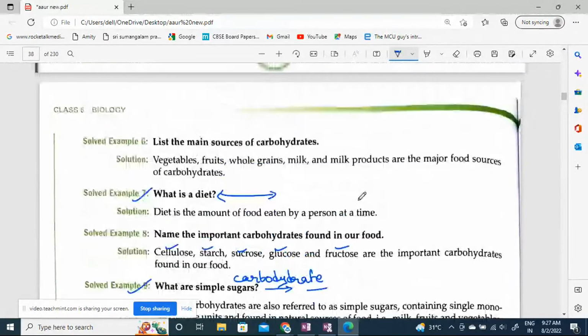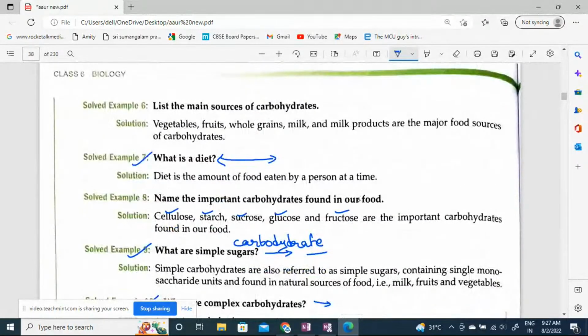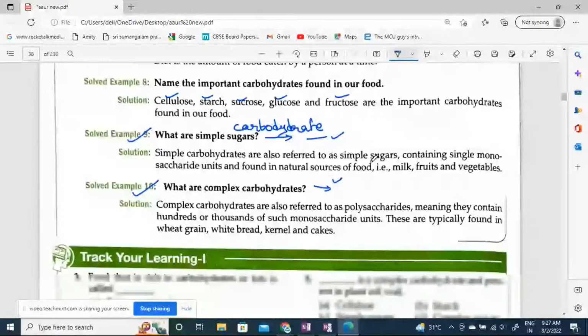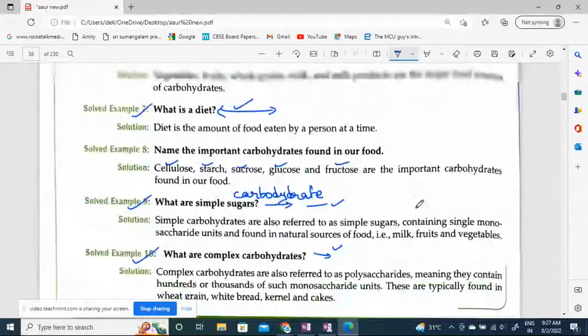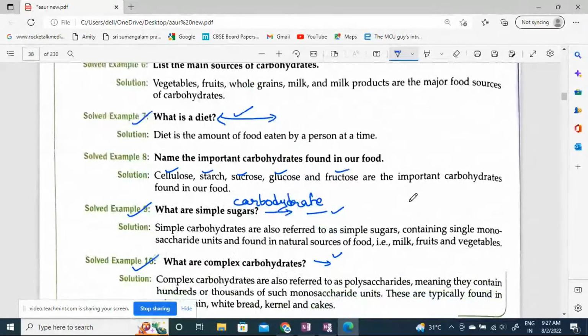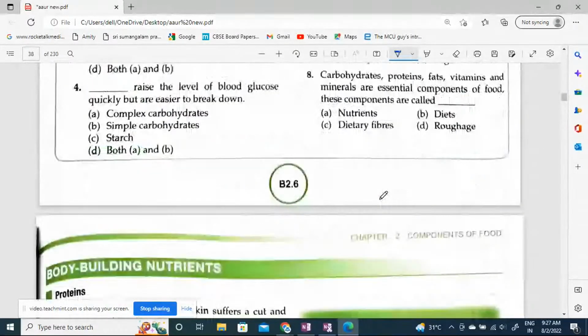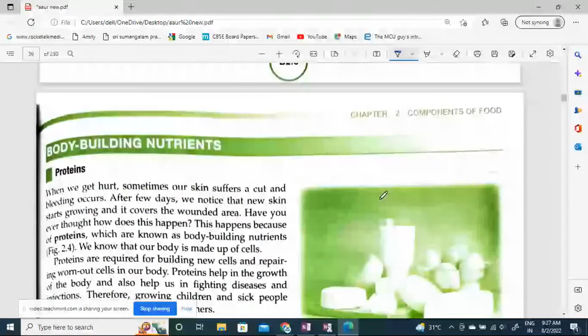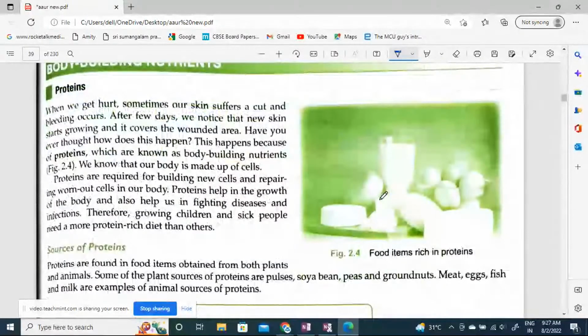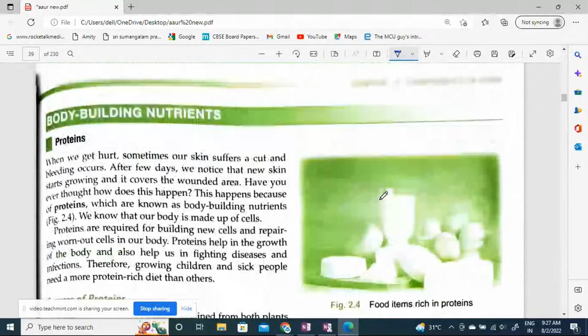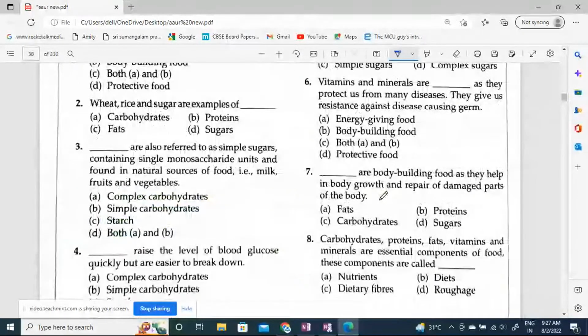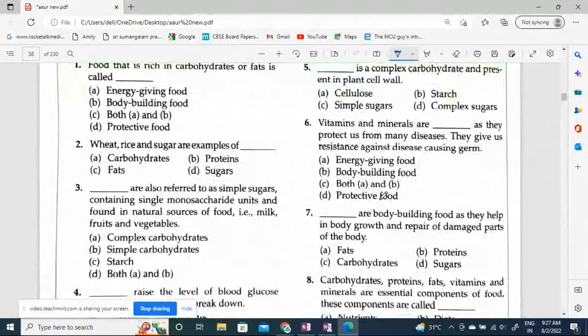So I have covered: you have to write example number 7, what is diet, what are simple sugars, what are complex sugars. I will take MCQs in the last. Now the next topic, protein. Just go through the track learning and tell me the answers.